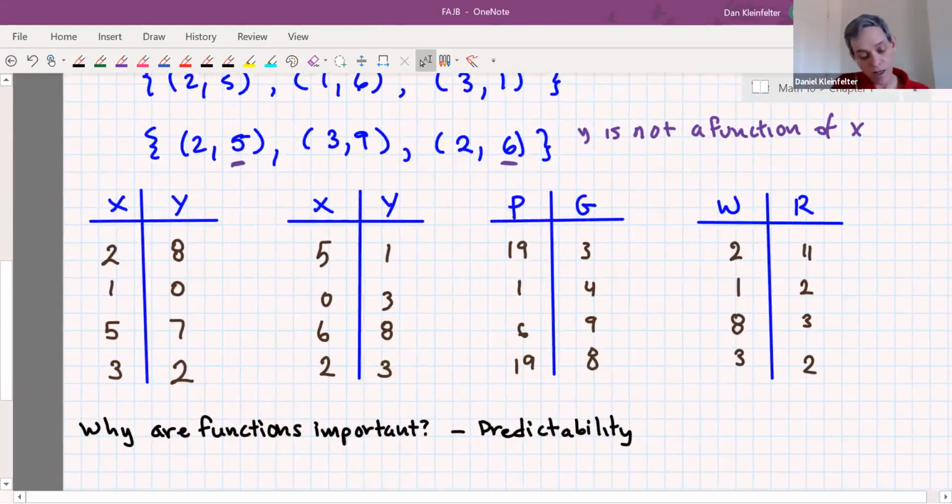In the first column, 2, 8, 1, 0, 5, 7, and 3, 2, given an x, would you know which y went with it? Suppose I said x is 5, what's y? You'd say, okay, well, it's 7. Are you sure? Yes, of course. There's only one 5 here, and it's right across from 7, so it's got to be 7, right? And you could do that with any of these numbers without any doubt, right? And so that makes it so y is a function of x.